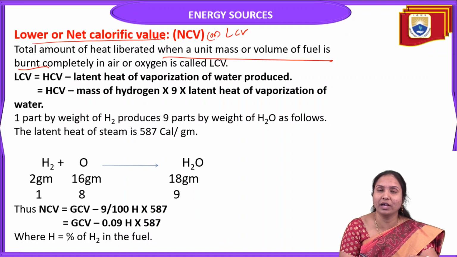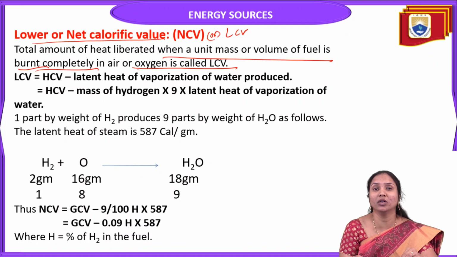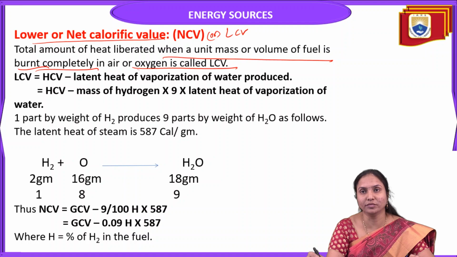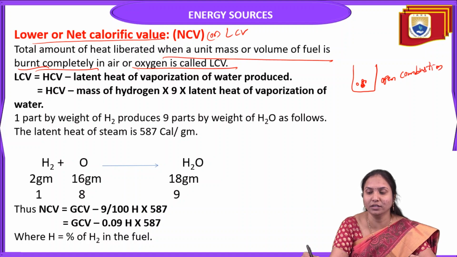Here, how can you define lower calorific value? The total amount of heat liberated when a unit mass of fuel is burnt completely in the presence of air or oxygen is called lower calorific value. So in this case we cannot consider the latent heat of vaporized water. For example, fuel is burned in a combustion chamber, which is an open combustion chamber.